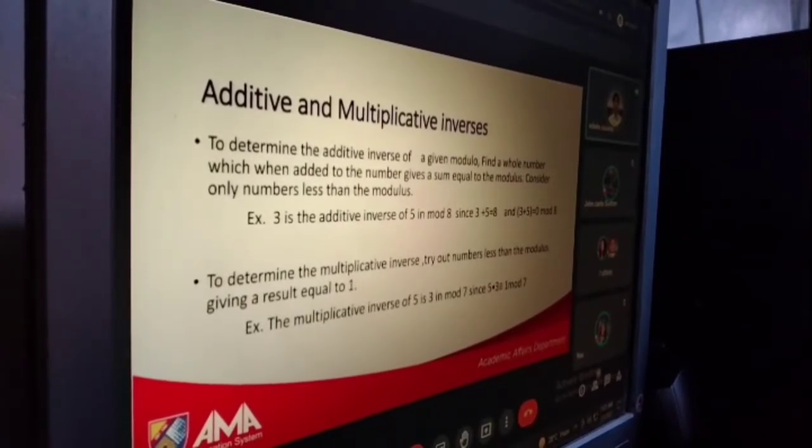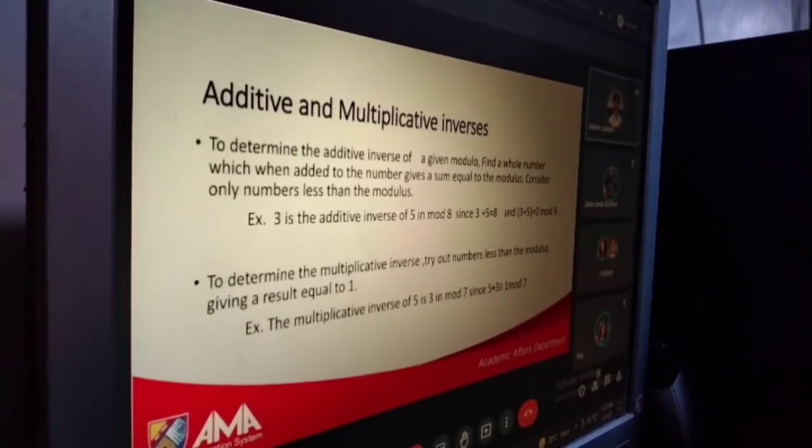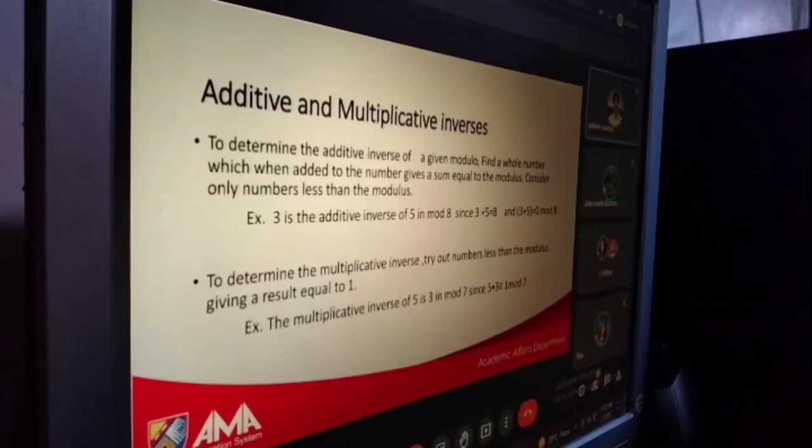Try out the numbers less than the modulus. For example, the multiplicative inverse of 5 is 3 in a modulus of 7. Since 5 times 3 is equal to 15, divided by 7, 14. So where did you get the 1? That is the remainder, same as what we discussed earlier. It's a congruence: 15 is congruent to 1 with the modulus of 7.